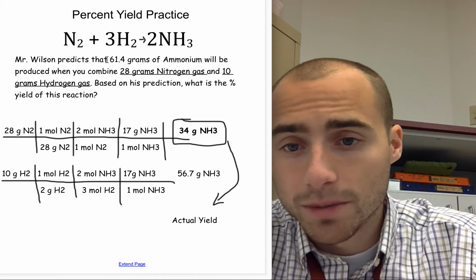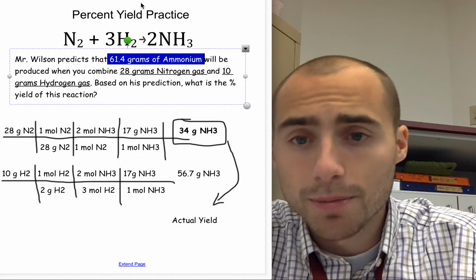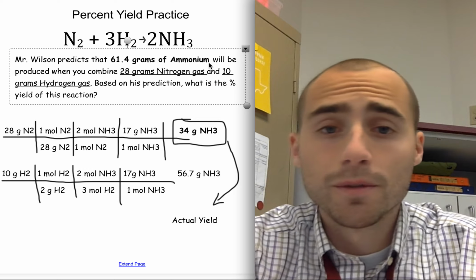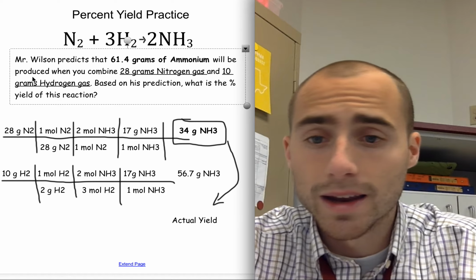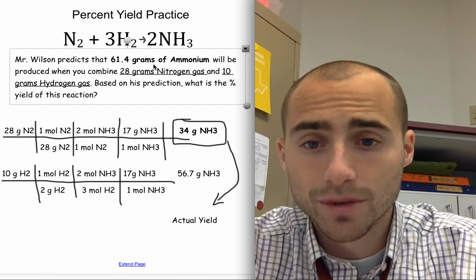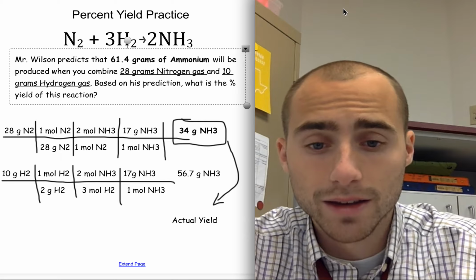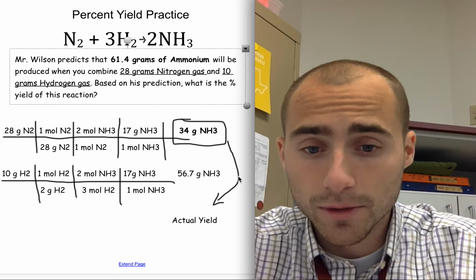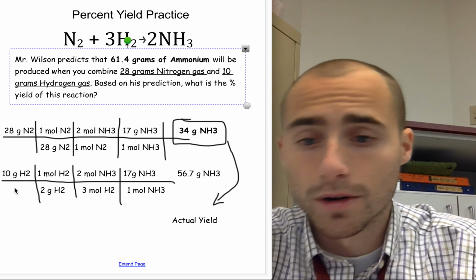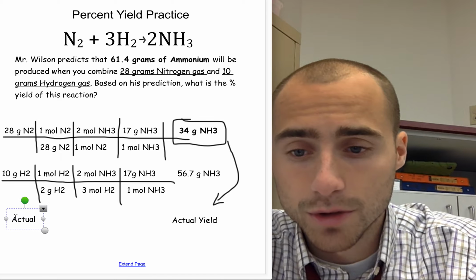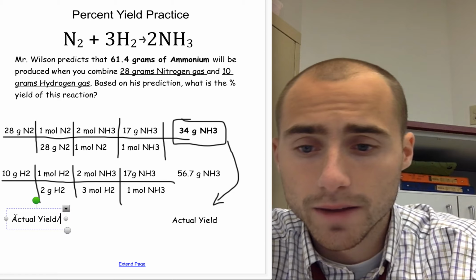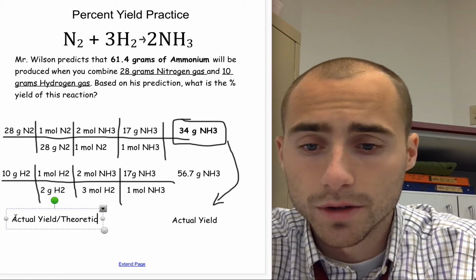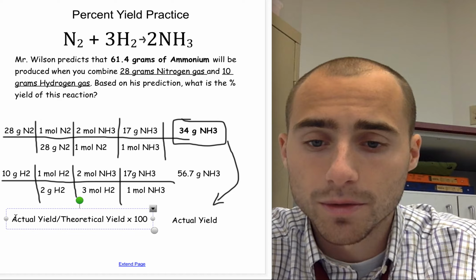Well, you go back to the prediction in the problem. I predicted that 61.4 grams of ammonia would be produced in an ideal condition for this reaction with these different reactants. In reality, I was way off. Only 34 grams of ammonia were actually produced. So remember, our formula would be actual yield divided by the theoretical yield, and then we multiply that times 100.